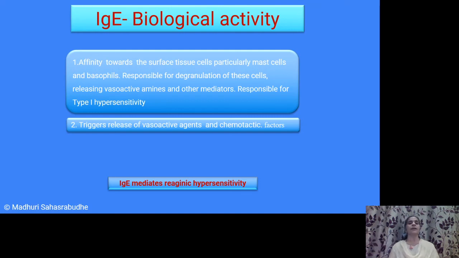Second function is it triggers release of the vasoactive amines and chemotactic factors. If you look at the overall function of IgE, it mediates reaginic hypersensitivity. Therefore this IgE is also called reaginic antibody. And its main role is that it participates in allergic reactions.